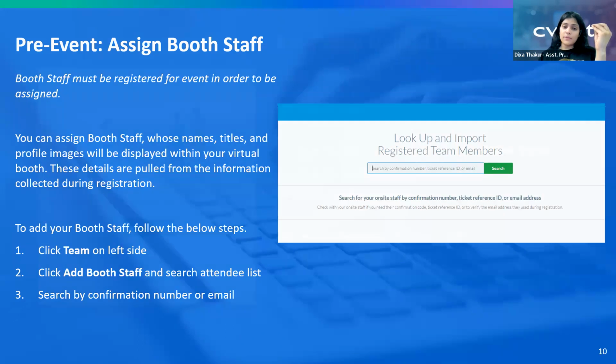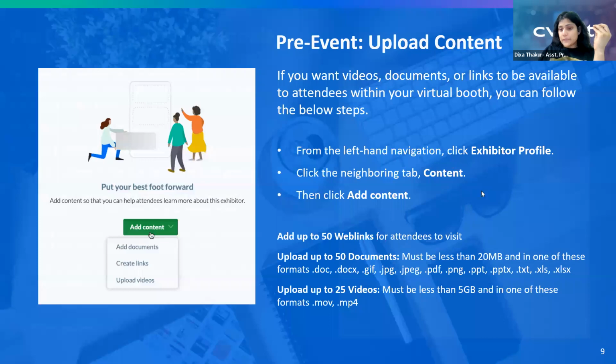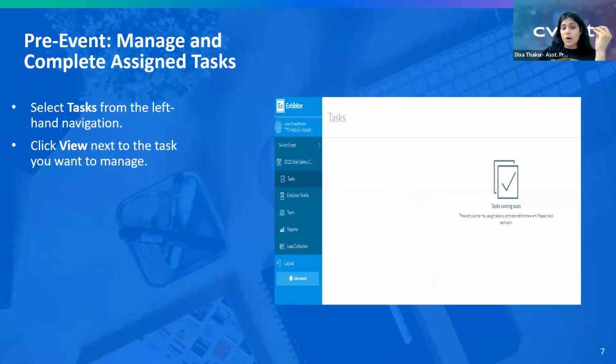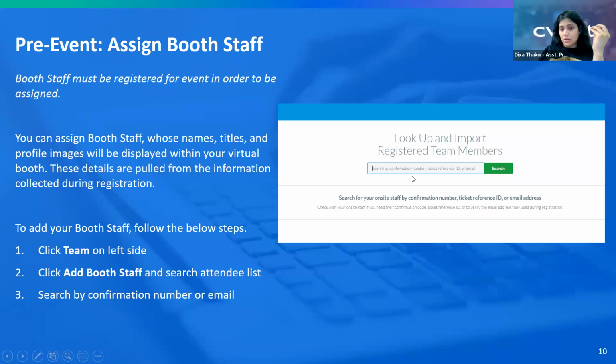I'll go a couple of slides back. Remember the tiles. You can either click on Find Booth Staff here or go to the left-hand corner and click on Team. Once you click on any of these options, you see this particular page. What it says is look up and import registered team members. This means, again, I'm reiterating that the booth staff must be registered for the event in order to be assigned. I want you to remember this on the top of your head.